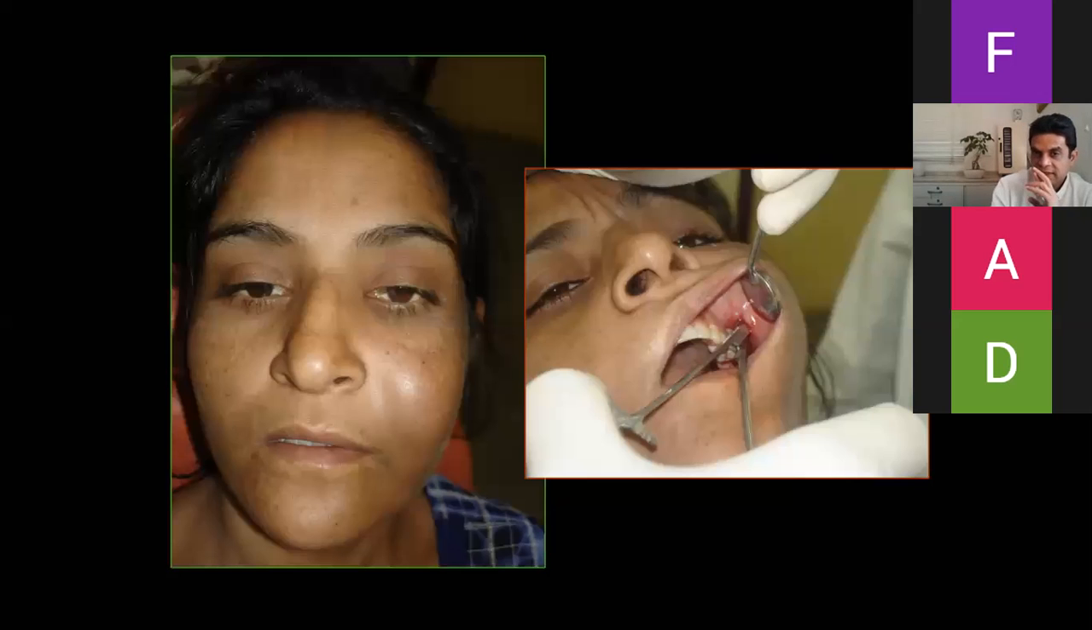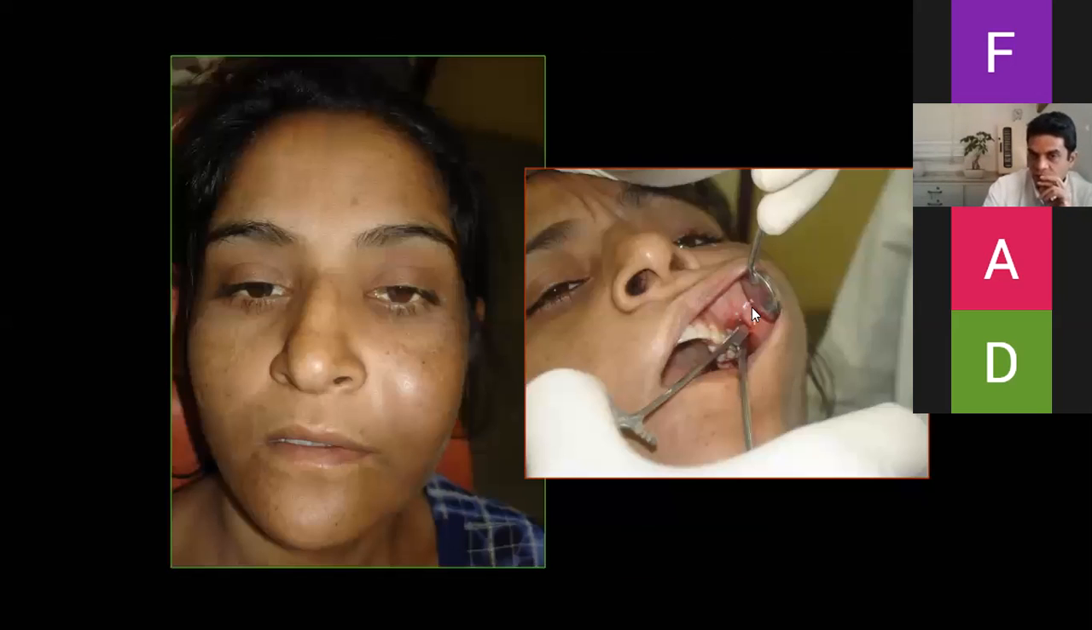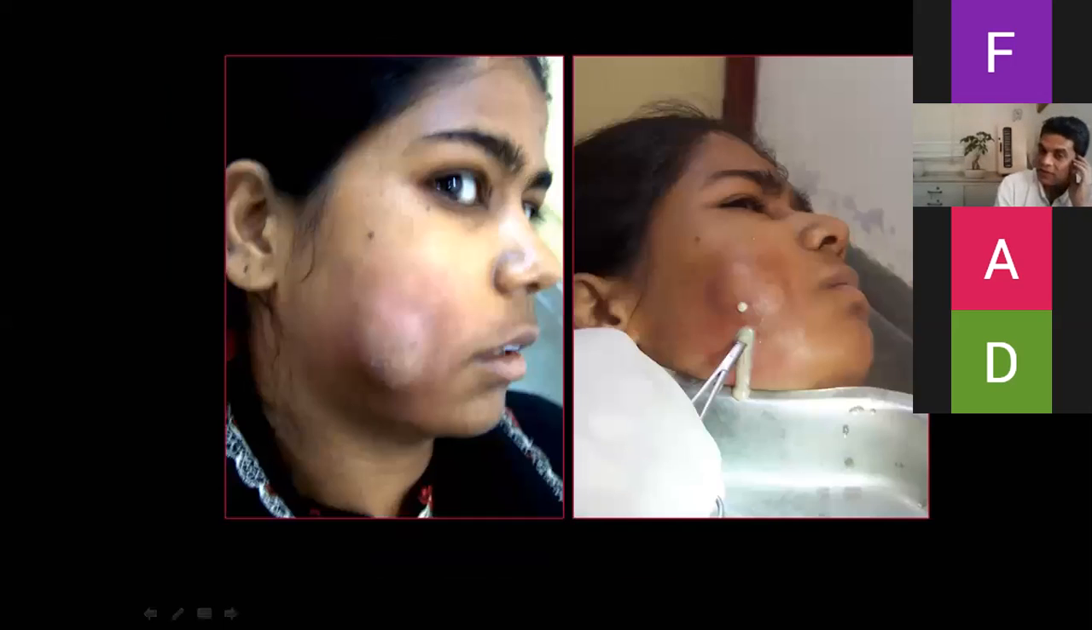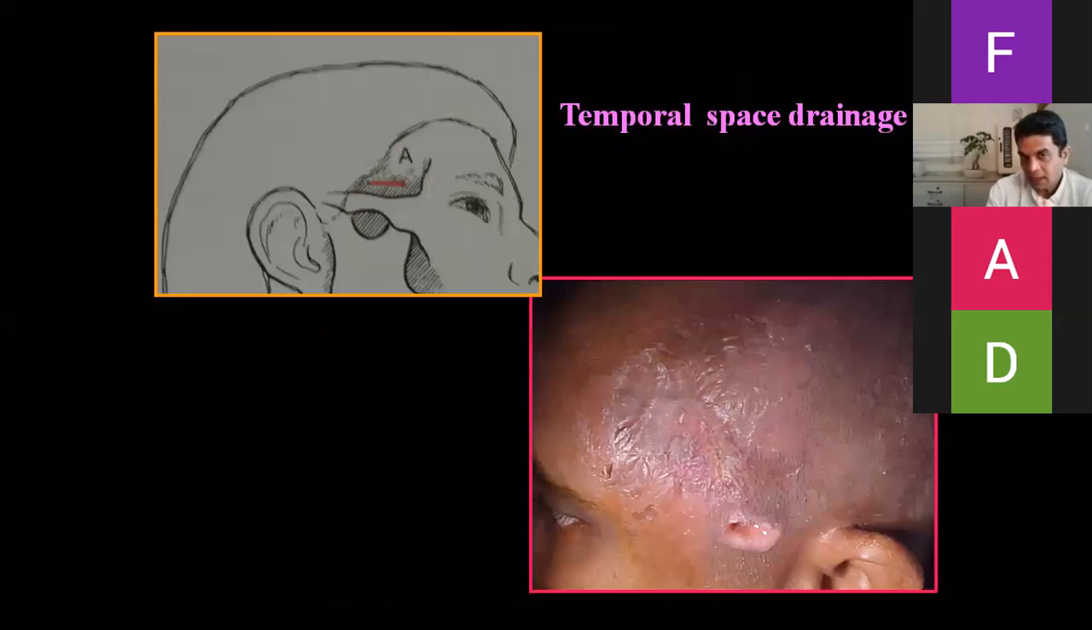So now you can see that this is an intraoral drainage through the mucosa, perforating the buccinator muscle. But in this case, the skin is already necrosed. You can already see that there is a sinus. So it was drained extraorally. Sometimes both the buccal and the submandibular spaces are involved. So from one submandibular incision, you can drain both the spaces.